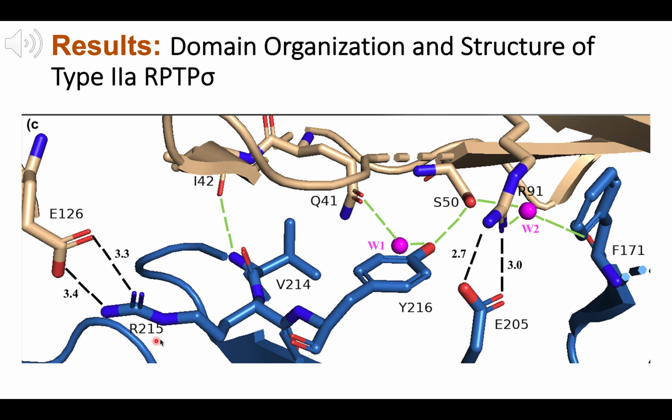But in addition to the salt bridges, there are many hydrogen bonds present and shown in the green dashed lines and involve the side chain amide of Q41, hydroxyl groups of S50 and Y216, backbone carbonyls of I42 and F171, backbone amide of V214, and the two water molecules that are shown in magenta. And these salt bridges and hydrogen bonds that were observed at this domain interface help in holding Ig1 and Ig2 in a rigid conformation.